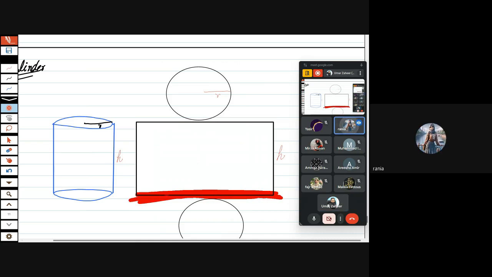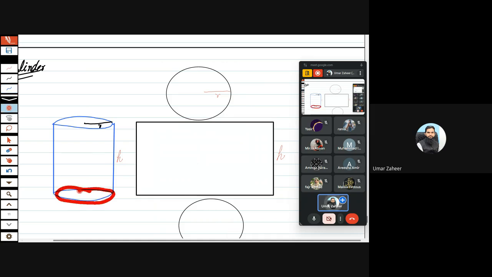Sir, same as the circles? Yes, the circumference. It is your circle. It is folded here in a fold form. When you open it, it becomes a straight length, and this length is exactly equal to the length of the circumference. Means it is your 2 pi r.